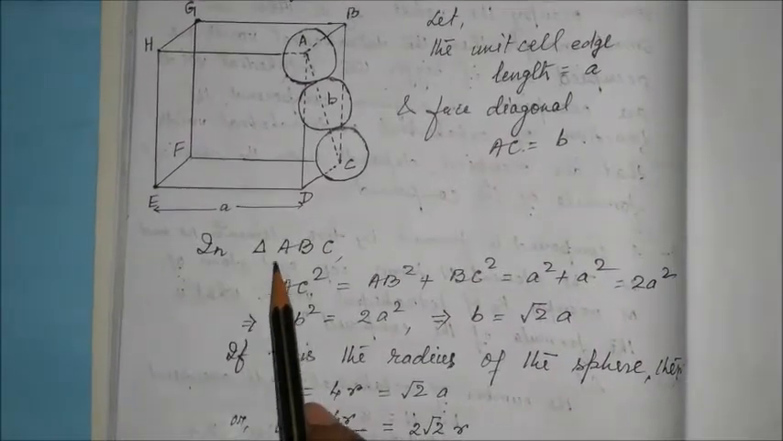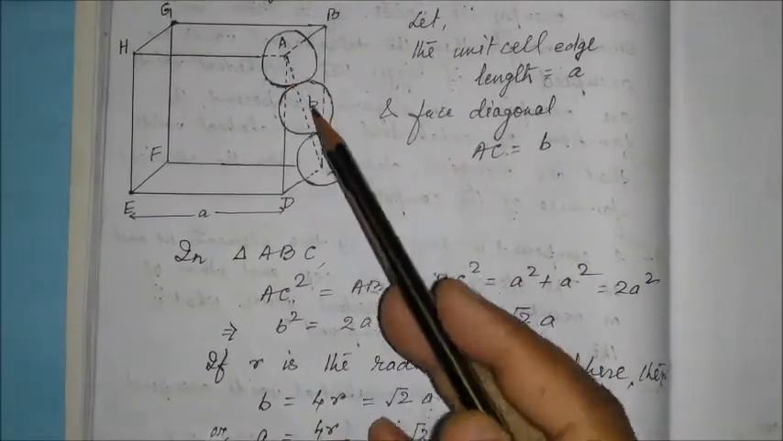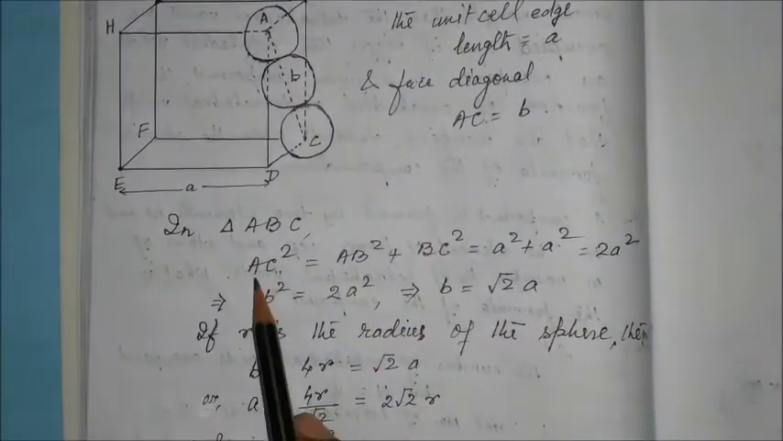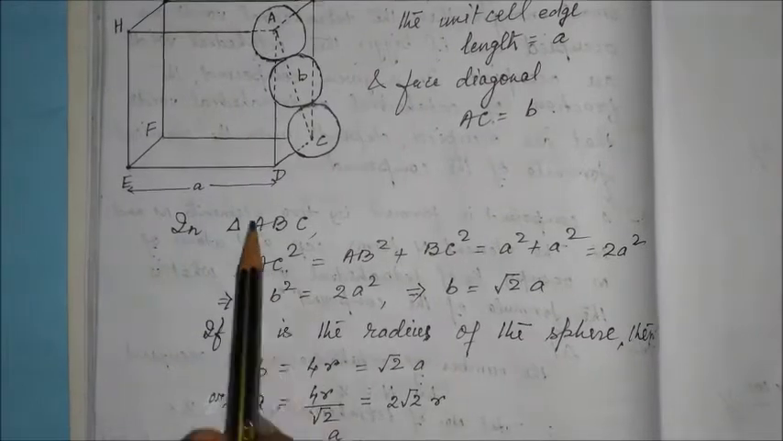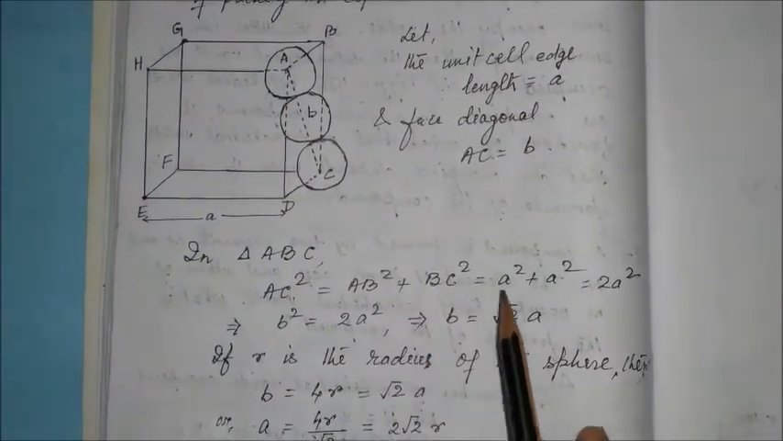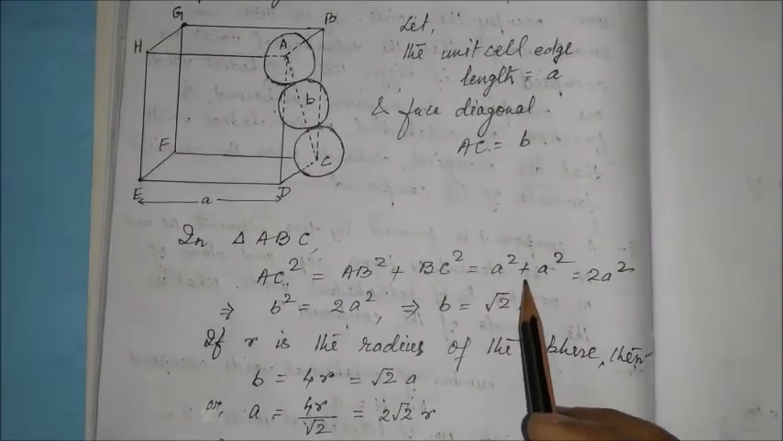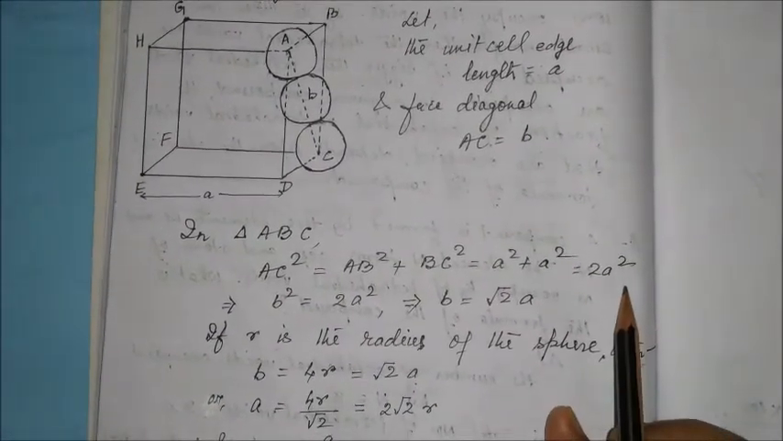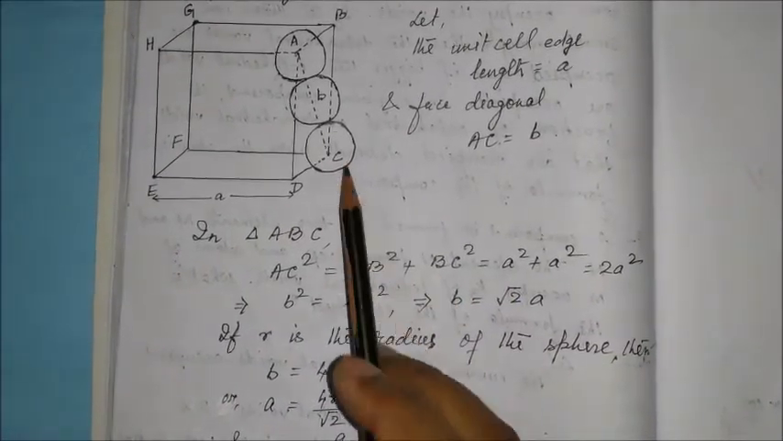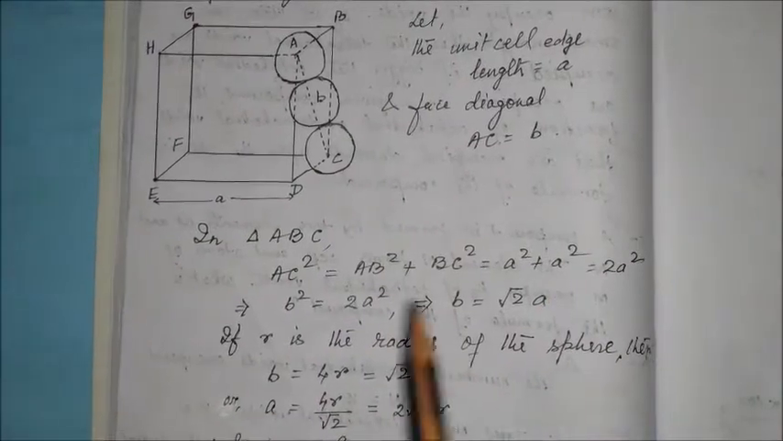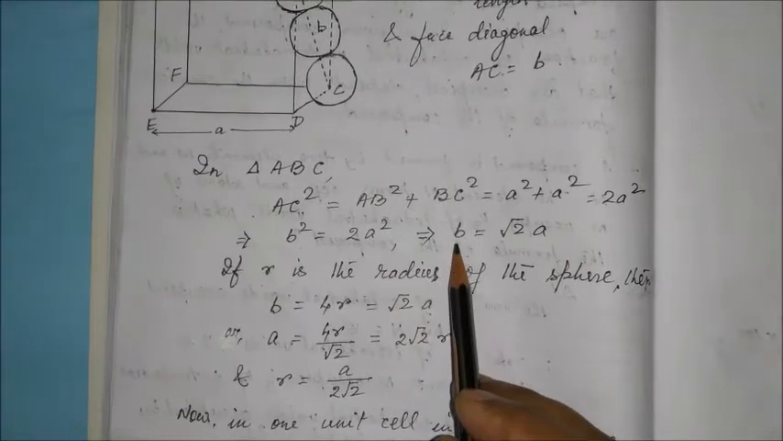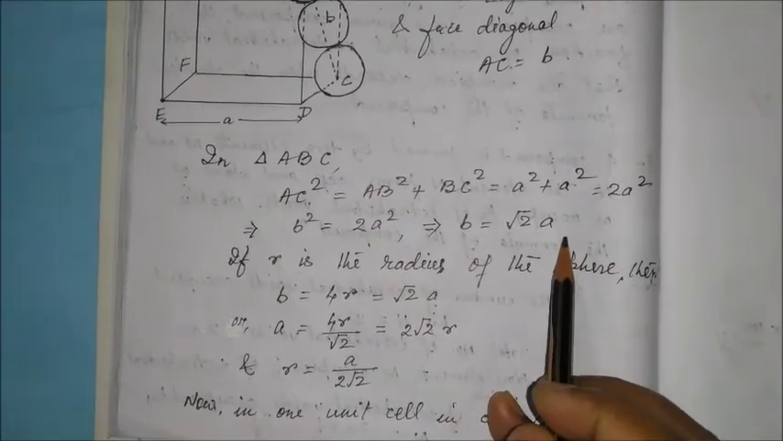Now in triangle ABC, the diagonal AC square is equal to AB square plus BC square, which is a square plus a square, equal to 2a square, because it is the cube. So here AB is equal to a, BC is also a. Therefore b square is equal to 2a square, and therefore b is equal to root 2 a.